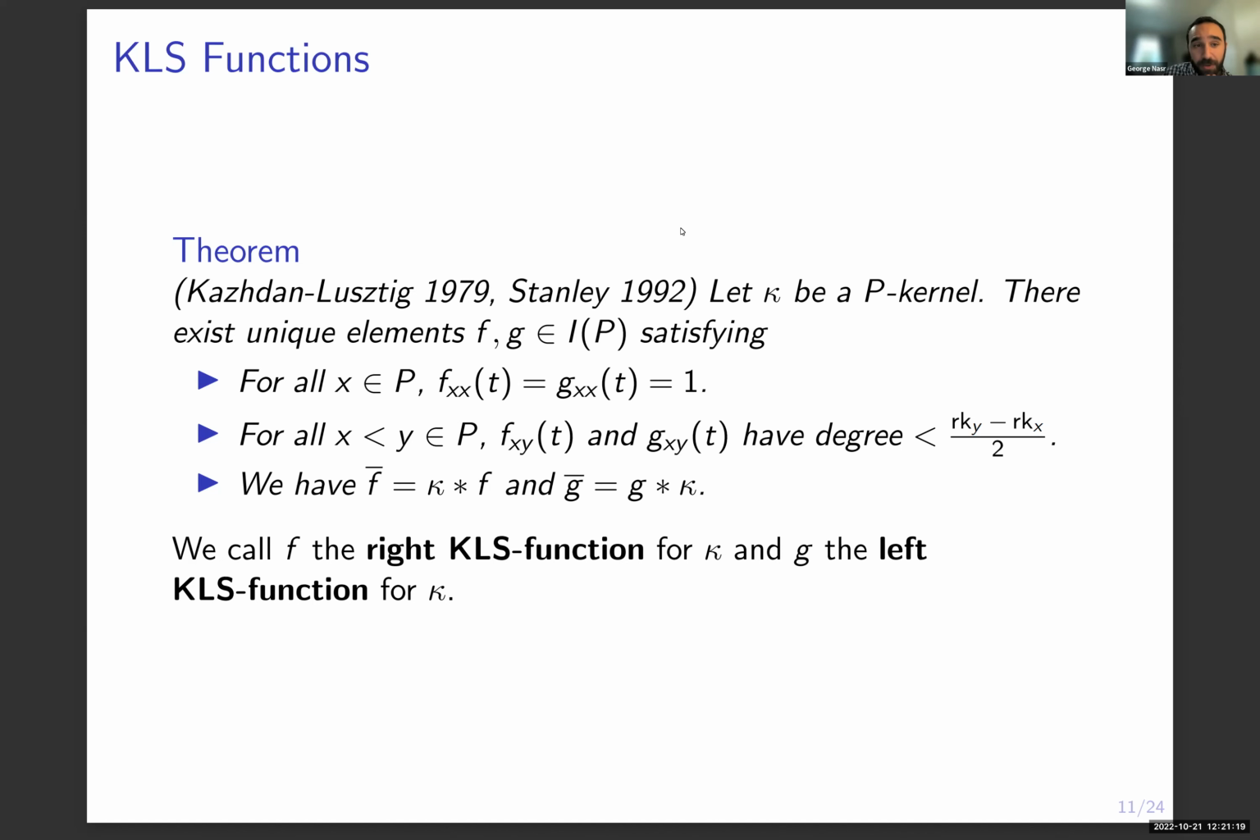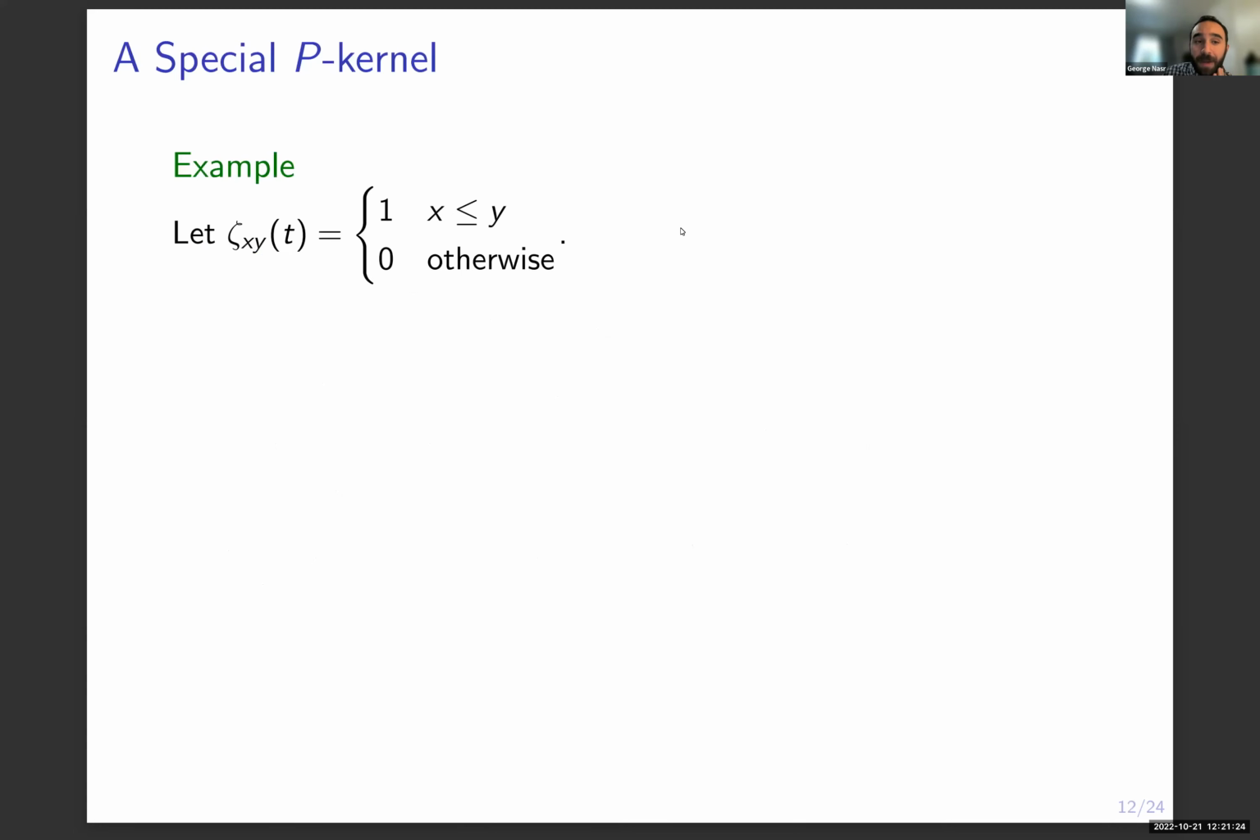And so now what I want to do is focus on the case of a very special p-kernel. So let's look at this function here, zeta sub xy of t. So zeta sub xy of t is a really, really boring element of the incidence algebra. It's 1 if x is less than or equal to y, and it's 0 otherwise.